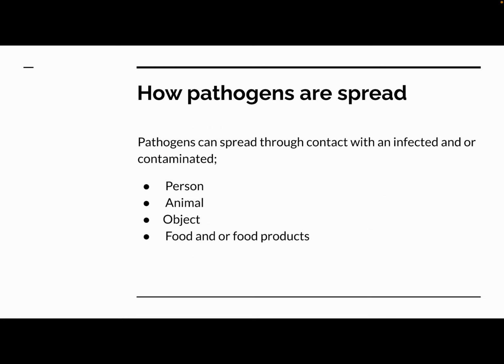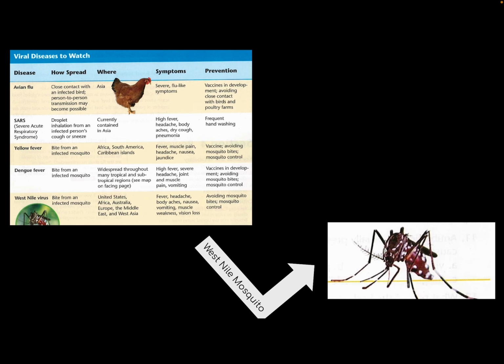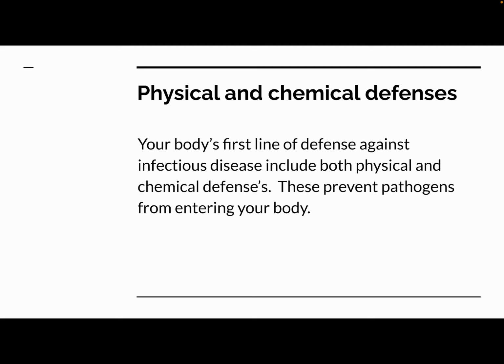Because viruses and diseases spread through contact, some of the best ways to avoid getting sick are washing your hands, avoiding contaminated objects or people, cleaning up your workspace often, and staying home to prevent sickness from spreading. Here are some examples of diseases: avian flu, SARS, yellow fever, dengue fever, West Nile virus.